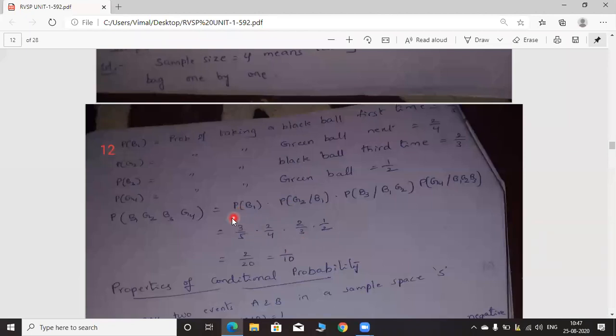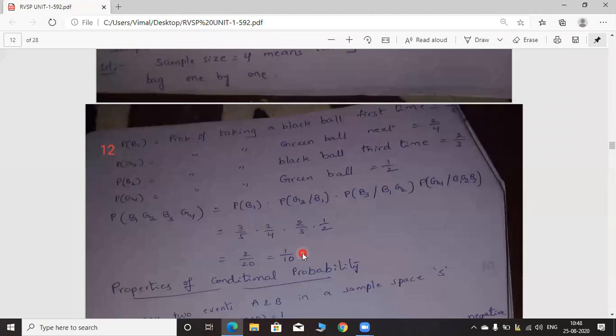Probability of picking the black ball the first time is 3 by 5. Probability of picking the green ball the second time is 2 by 4. Probability of picking the black ball the third time is 2 by 3. Probability of picking the green ball again is 1 by 2. So we have to multiply the corresponding probabilities. You have only 1 by 10.